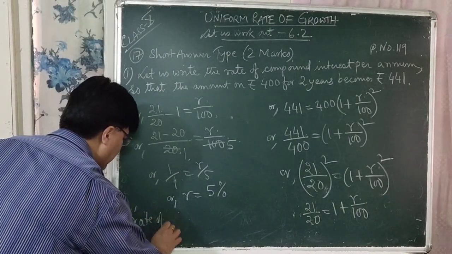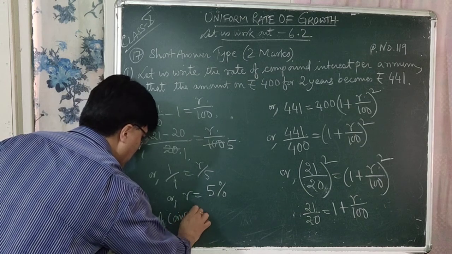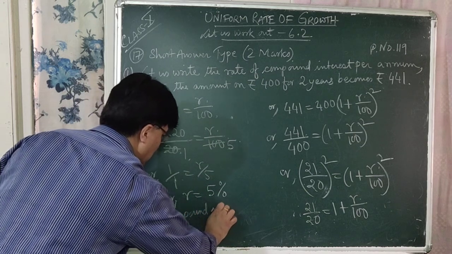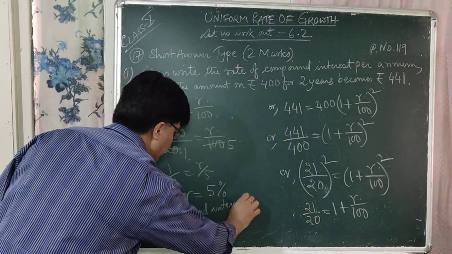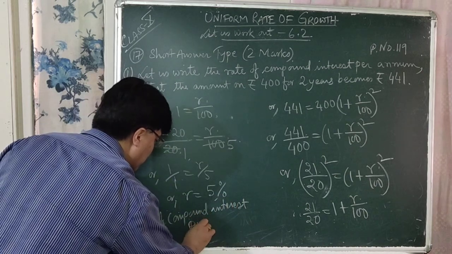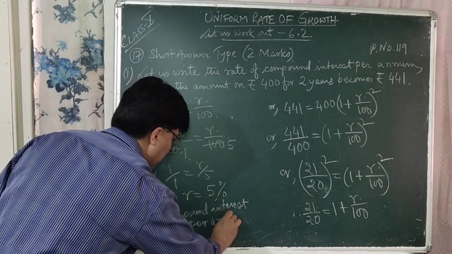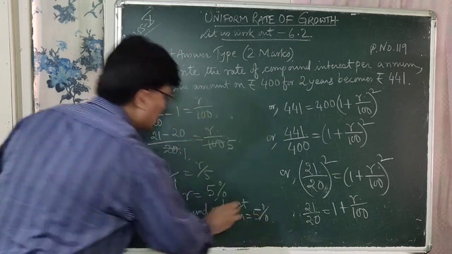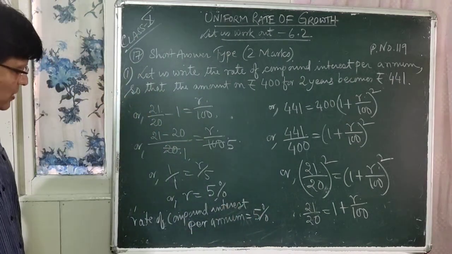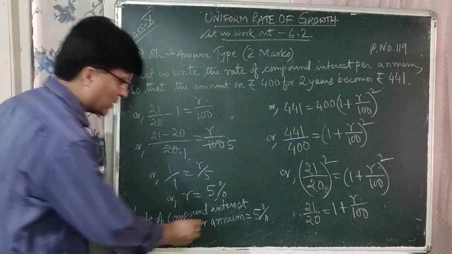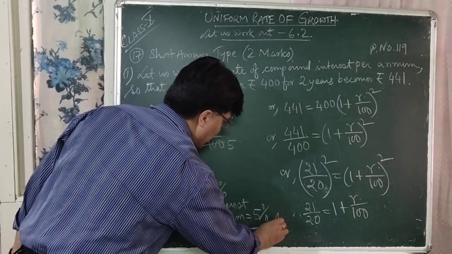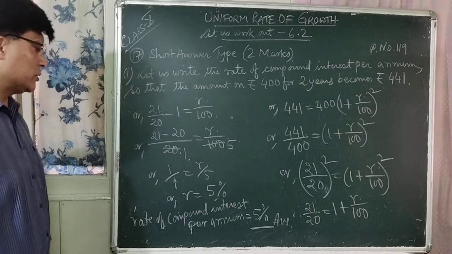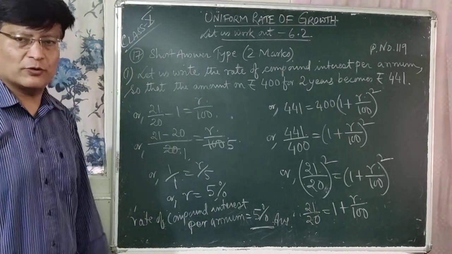Rate of compound interest per annum is equal to, how much is it? It is 5%. So the answer is rate of compound interest per annum is equal to 5%.